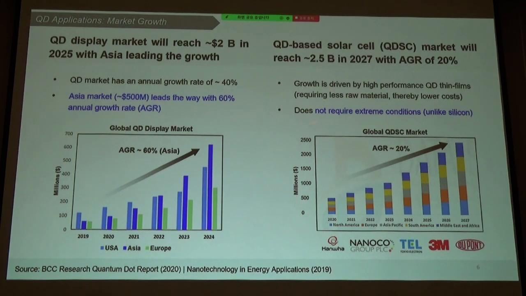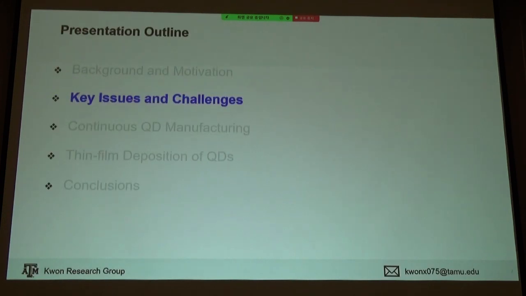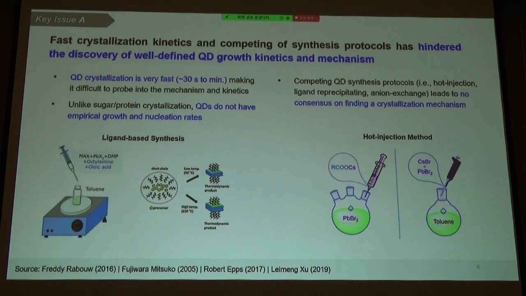And like I pointed out, it does not require extreme conditions, unlike silicon-based solar cells. So that's another advantage of using QD-based solar cells. So with all these nice things, the ongoing effort, and the recent trend, now let me move on to the key issues and challenges associated with it.